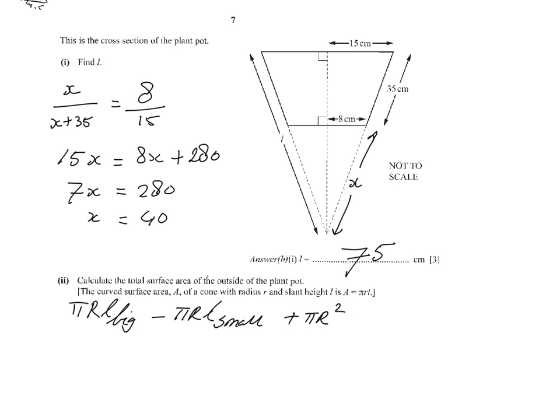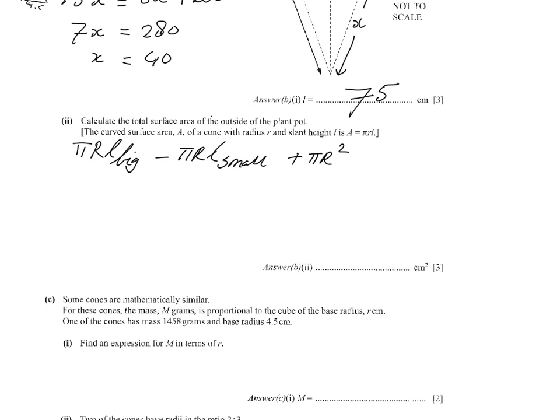Okay, so I'm going to work this out now, and I do realize that this r is different than that r, and the l's are different, but that's just for me. Pi r l of everything, take away pi r l of the small thing, plus the circular base. It's going to give me the curved surface area of the outside of the plant pot. Okay, so I'm going to put in the numbers now. I'm going to leave everything in terms of pi.